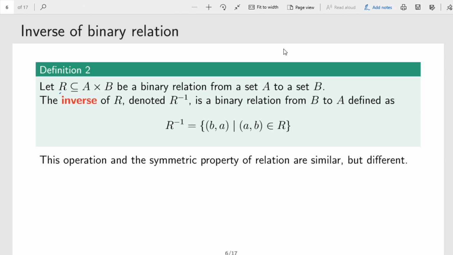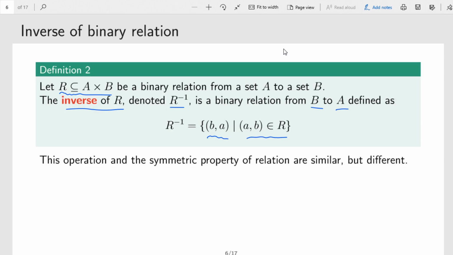If you have R, a binary relation on A and B, so from set A to set B, then the inverse of R, which we denote by R to the power of -1, is a binary relation from B to A. Note here that if you have R from A to B, then the inverse of R must be from B to A. It is defined simply as the set of pairs (B, A) such that (A, B) is in R. So if (A, B) is in R, then (B, A) must be in the inverse of R.